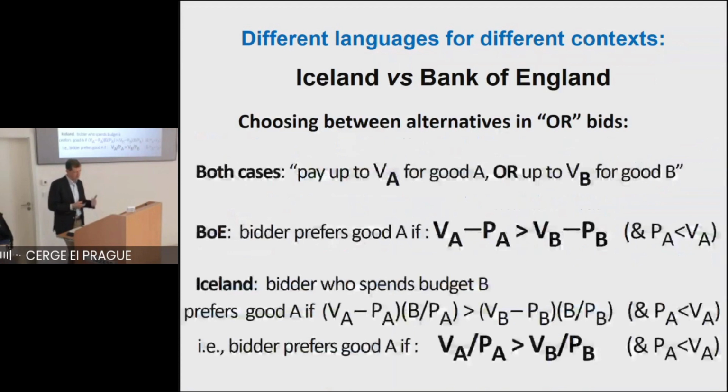And so let's compare them. In both cases, you bid up to your value for a good, but in the Bank of England's case, you prefer apples to bananas based on the difference between your value for an object and the price of it, your surplus per object. But if you've got a fixed budget to spend, you prefer the apples if the surplus per apple times the number of apples you can buy exceeds the corresponding thing for bananas, and making the appropriate cancellations, you'll see that means comparing ratios of value to prices now.